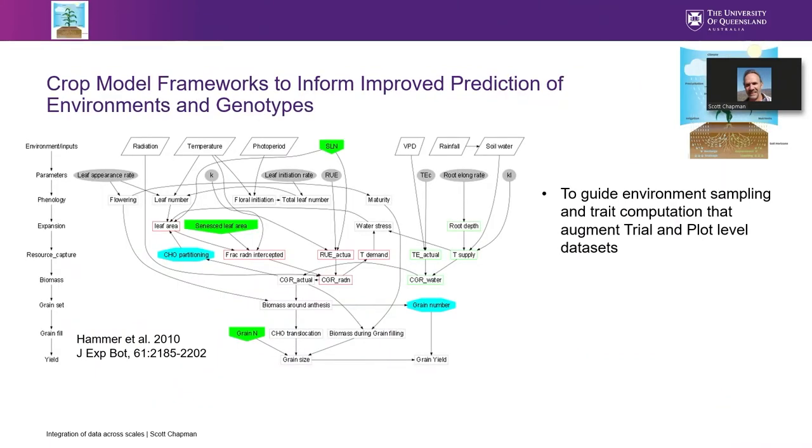So in all of this work, we're using crop model frameworks to inform improved prediction. And here we're trying to work out ways at a national scale with hundreds of trials, how do we guide the environment sampling? How do we do trait computation that can augment at the trial and the plot level? And I'll talk those through during this presentation.